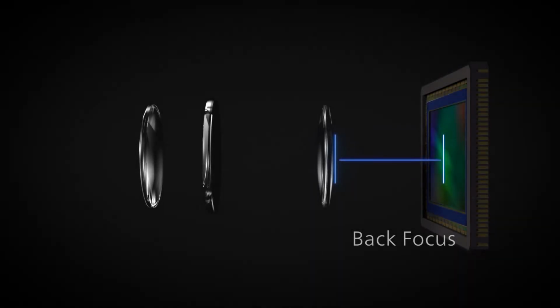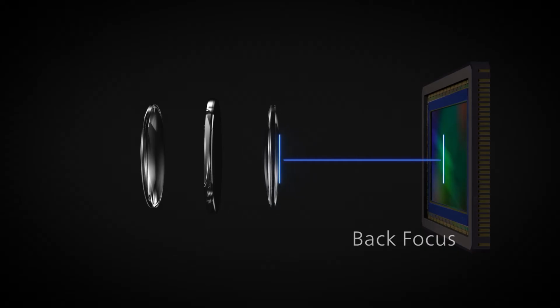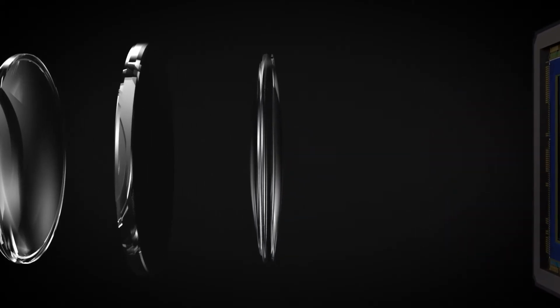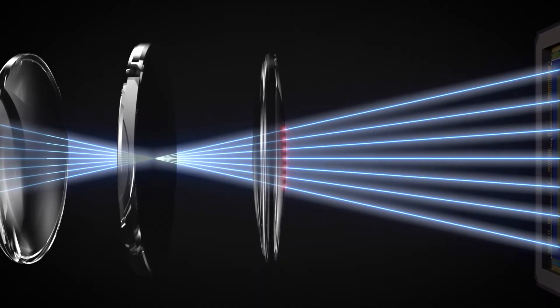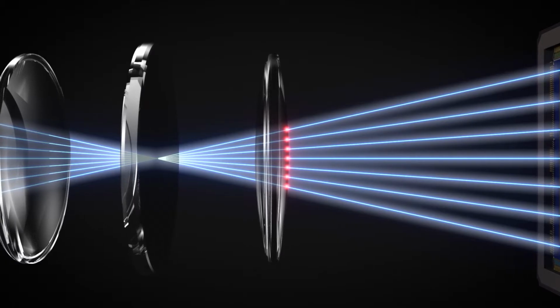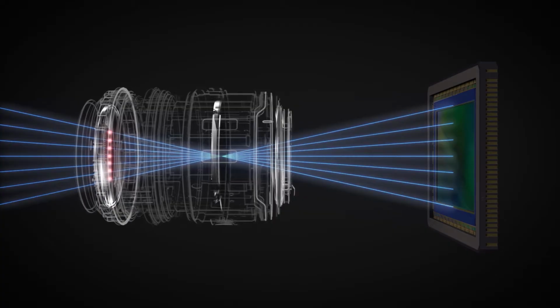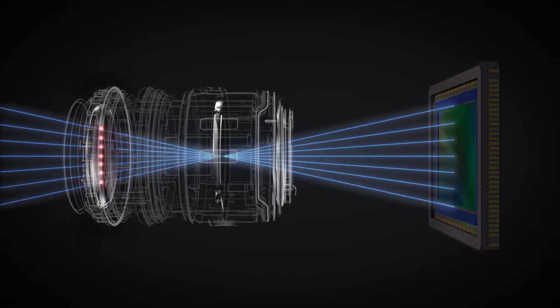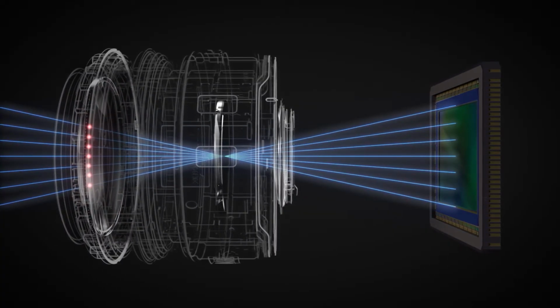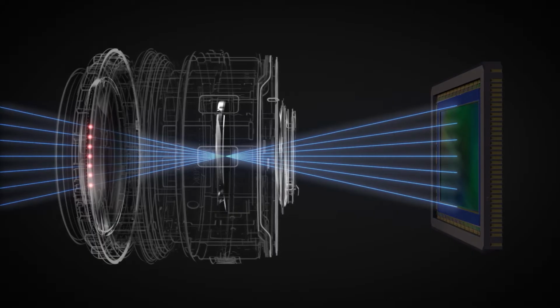Back focus is the distance between the lens's rear element and the sensor. If it's too far, the light entering the rear element gets condensed, making aberration correction difficult. To counteract this and improve image quality, the front element needs to be enlarged, resulting in bulkier lenses.